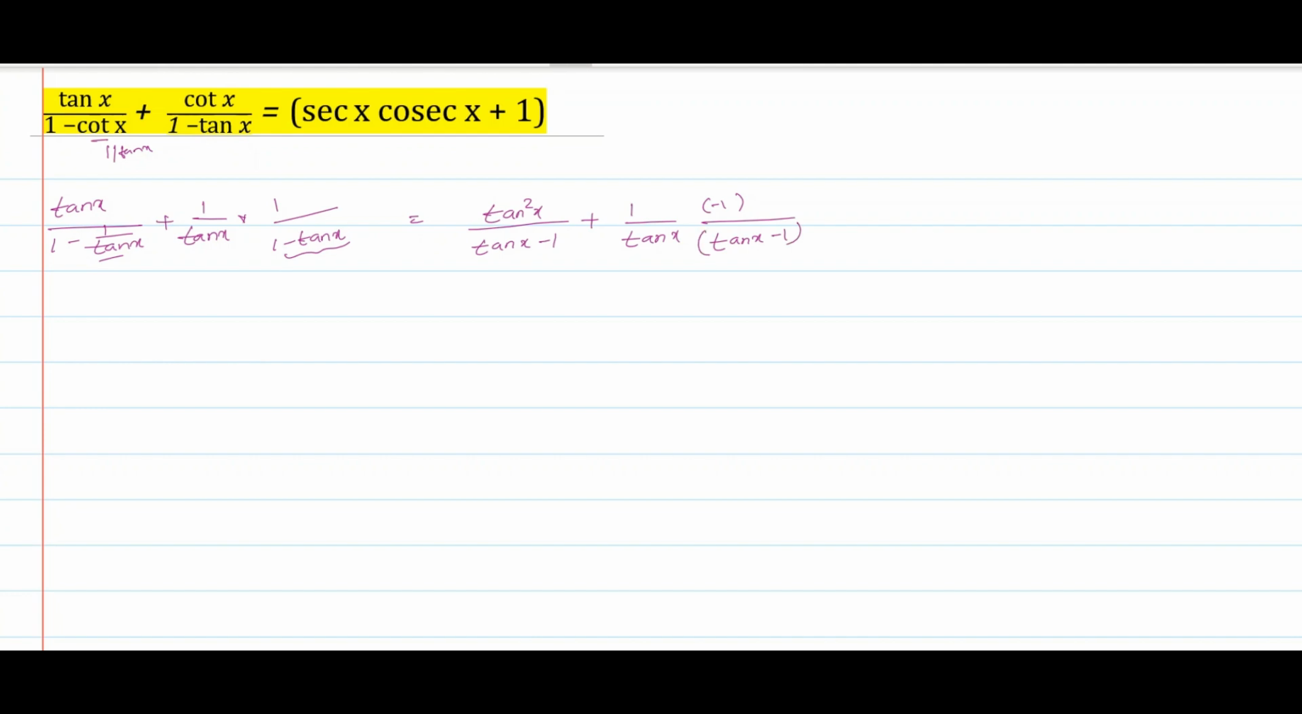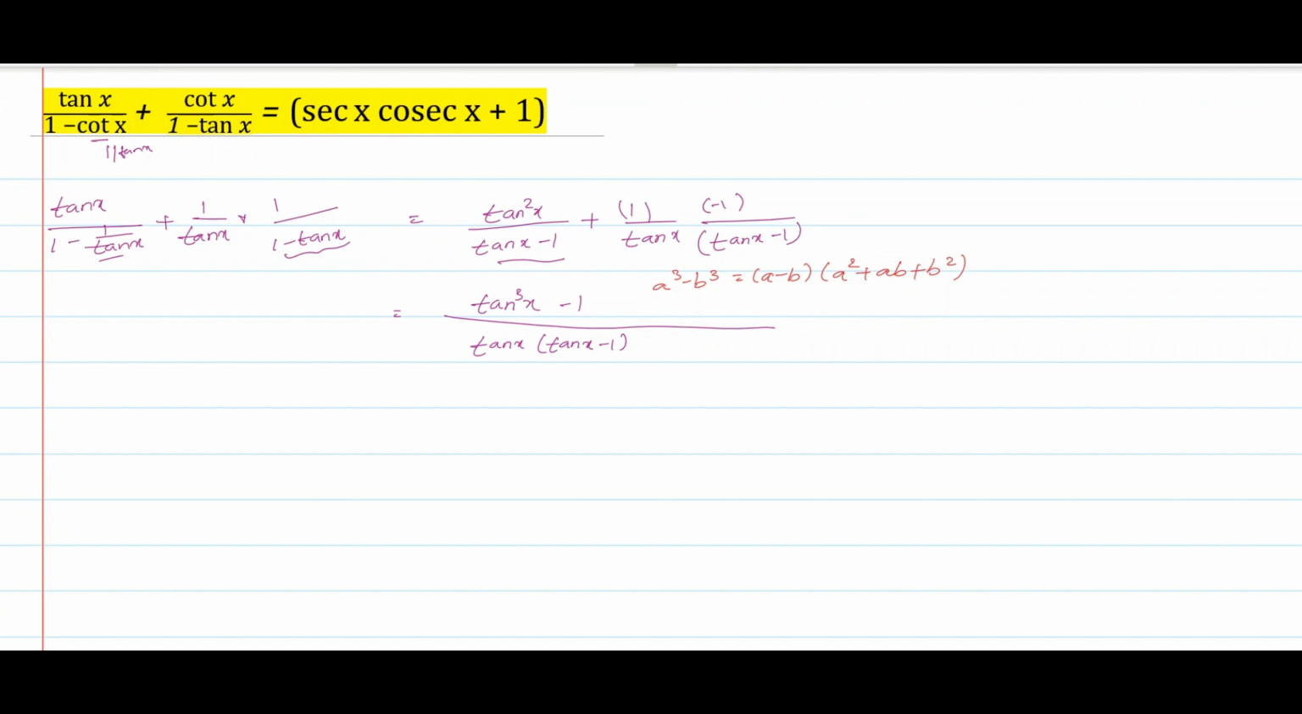Now if we take the LCM here, this LCM would be tan x into (tan x minus 1). So now for the first term, tan x into tan square x will be tan cube x. Here it is 1 into minus 1, that is minus 1. The numerator is nothing but in the form of a cube minus b cube, and that can be written as (a minus b) into (a square plus ab plus b square).